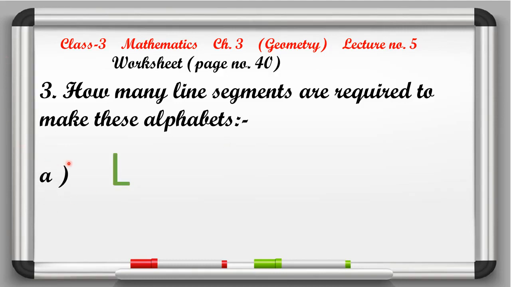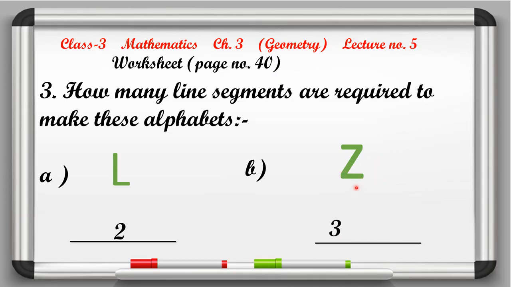Here in A part, this alphabet L is given. Now we will count how many line segments are required to draw this alphabet L. So 1 and 2. So 2 line segments are required here. So here we will write the answer 2. Now in B part, this alphabet Z is given. Now we will count how many line segments are required. 1, 2 and 3. So here 3 line segments are required to draw this alphabet Z.